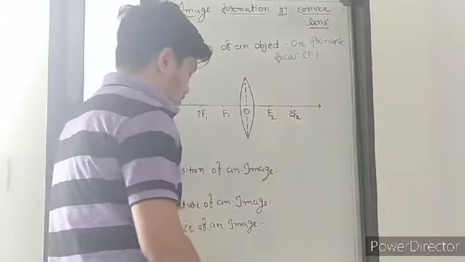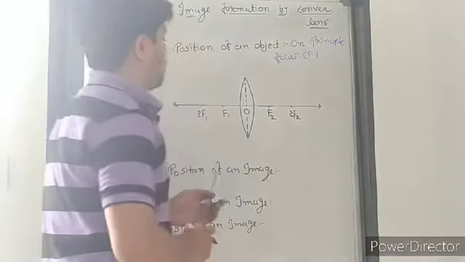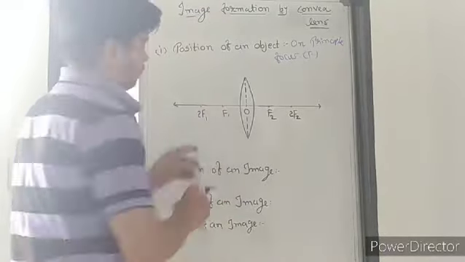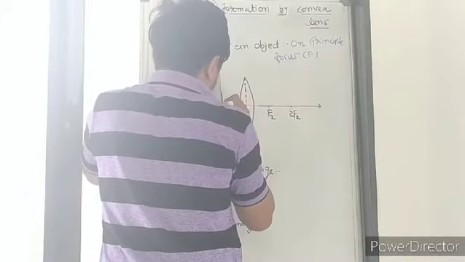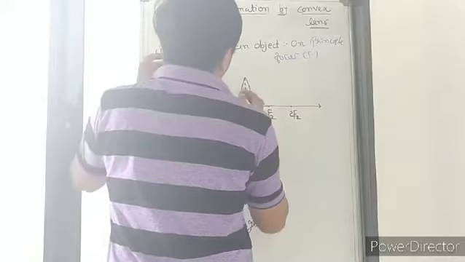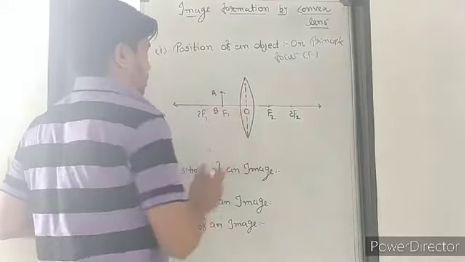Now the object is on the principal focus. You can put it on F1 or F2, right? I am just putting it on F1. So here it is, the object. I am giving it the name A, B.